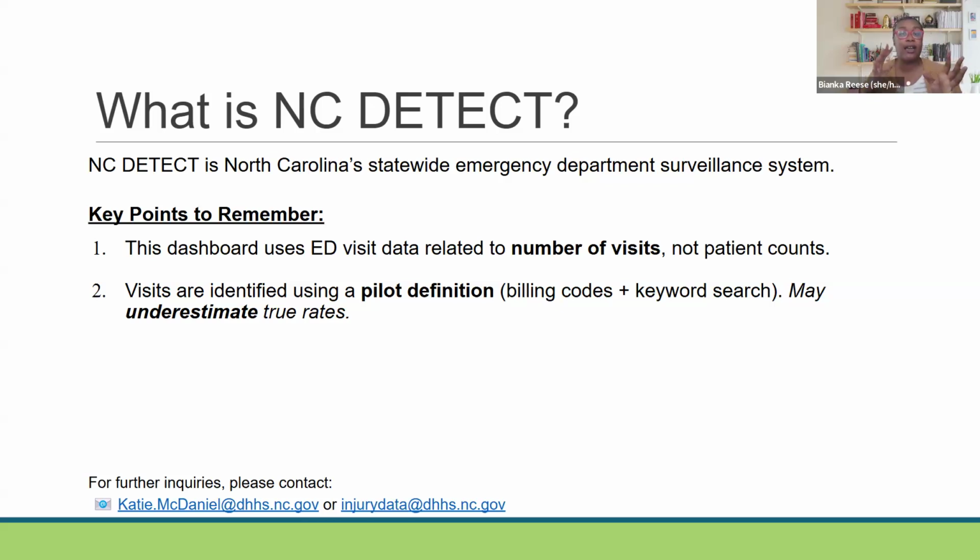So again, it may not capture all relevant visits to the ER for sexual violence. There might be some that are missing, and it can also include some visits that aren't directly tied to sexual violence if it had a keyword in the visit narrative related to sexual assault or violence. So the keyword matching can miss some visits, or it can include generic ones that aren't actually related to sexual violence. So again, these numbers aren't perfect, but these are something to keep in mind.